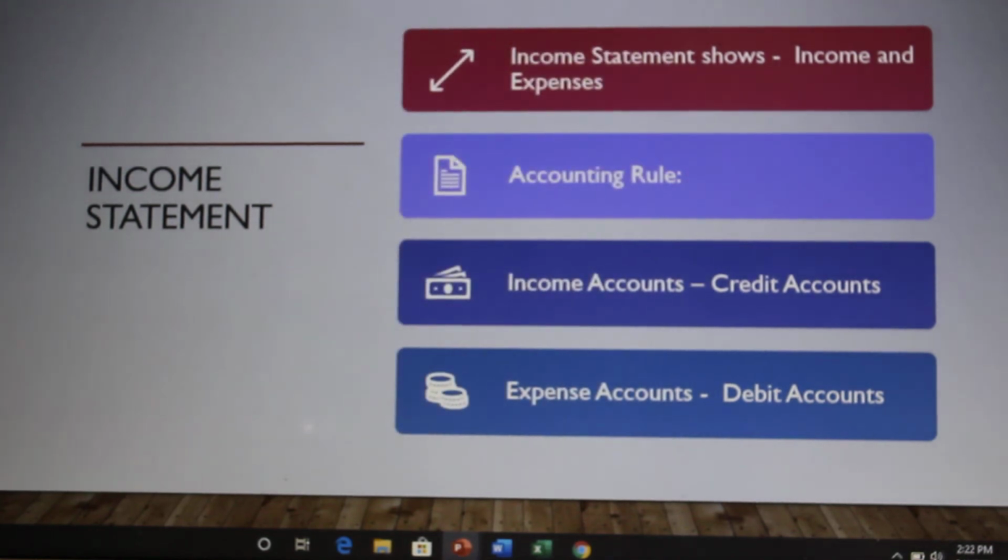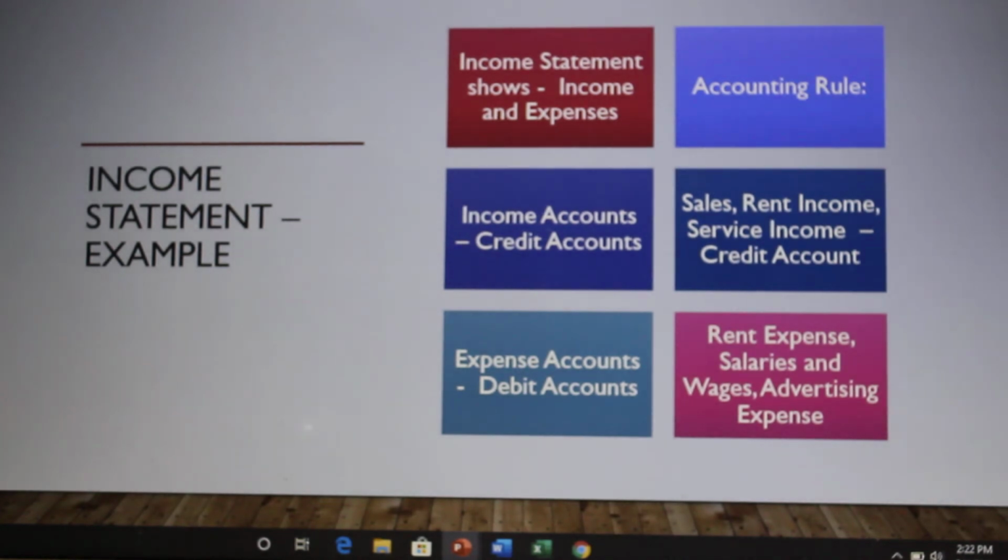In the income statement, you have income and then you have expenses. Income accounts are credit accounts and expense accounts are debit accounts.